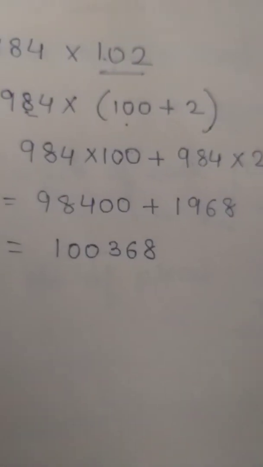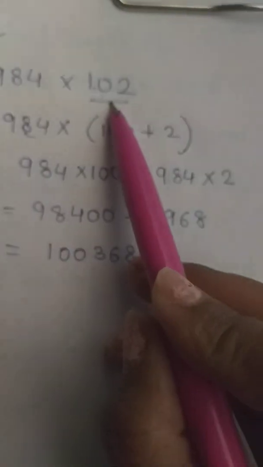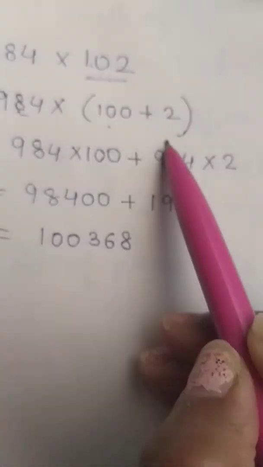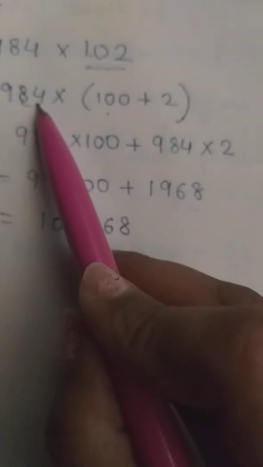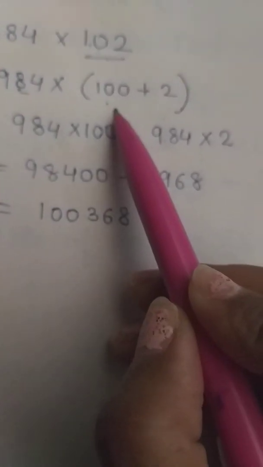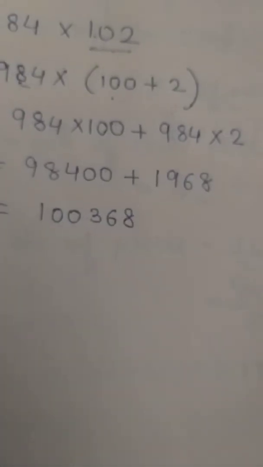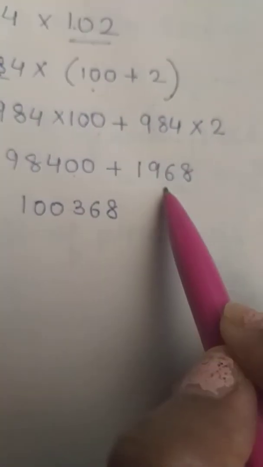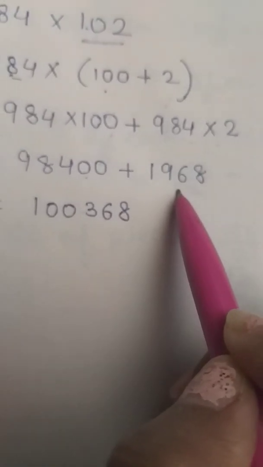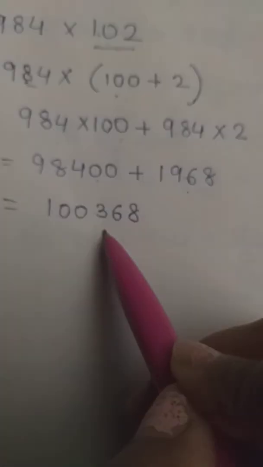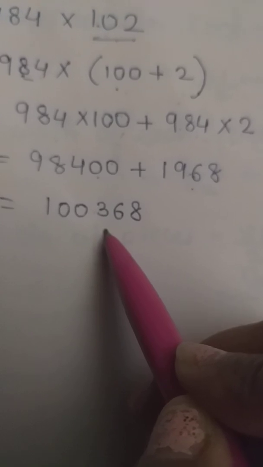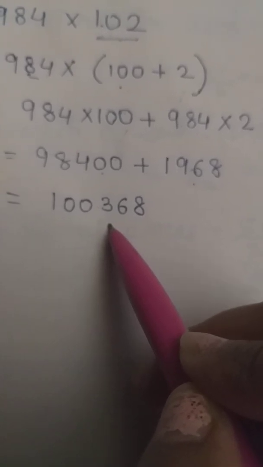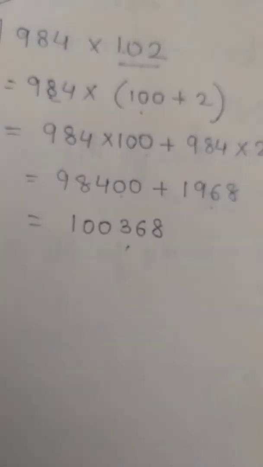Okay. So what you have to do, first you have to expand this number. When you expand it, each number is multiplied by 984. When you multiply both, you will get this, and then when you multiply this, you will get 1968. Add both the numbers, you will get this. Yes, this is one of the ways to solve question number 3.